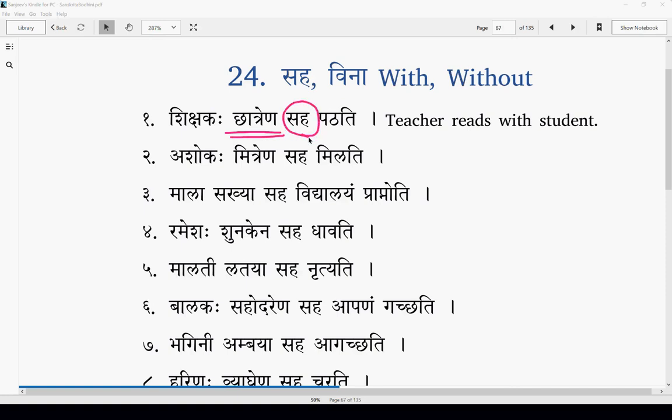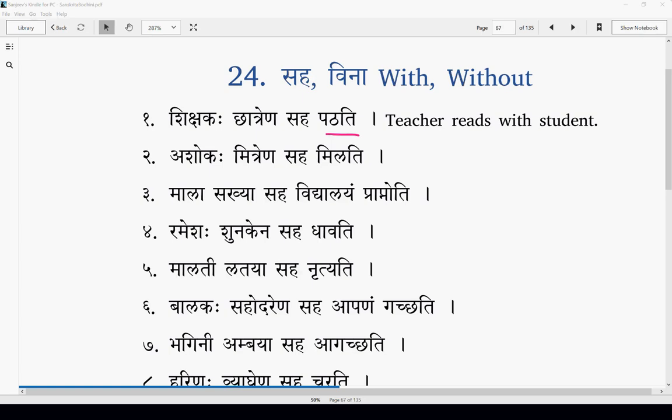When we use sentences like this, Chhatreena, because there is a Saha, with, this Chhatra will be used in the Tritiya Vibhakti, with whom the action is being performed. Who is actually performing the action here? Shikshaka Chhatreena Saha Patati. What is the action? Patati. Verb is action. Kriyapadam asti Patati. Kaha Patati? Shikshaka Patati.